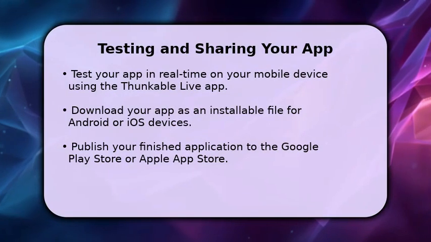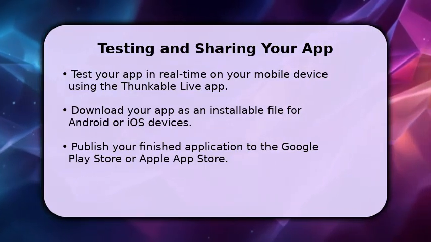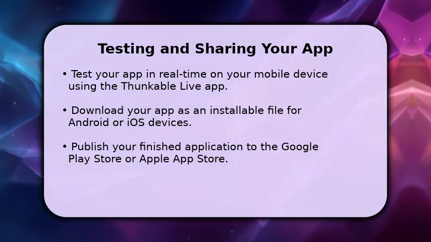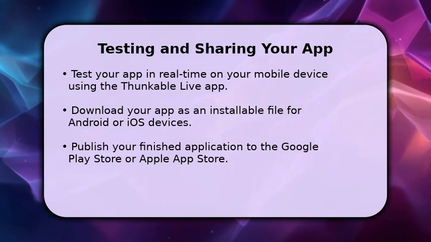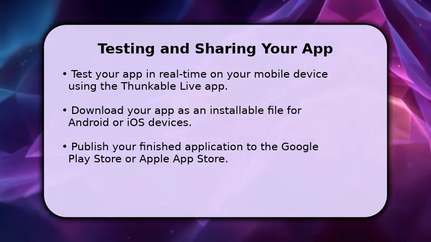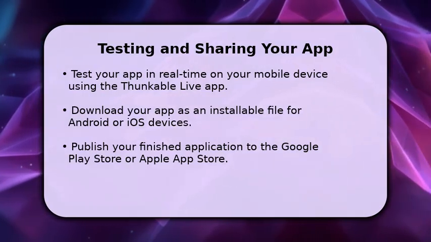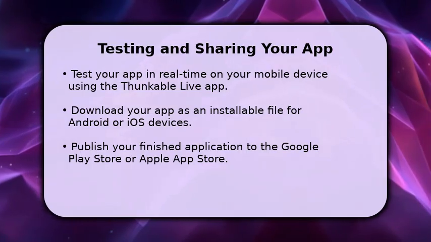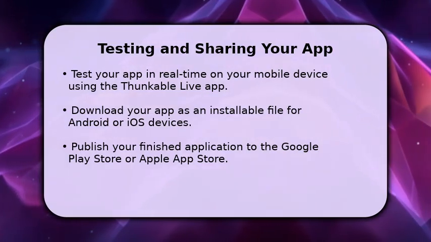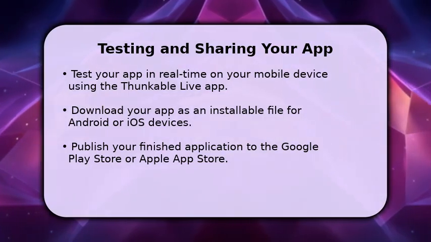With your design and logic in place, the next crucial step is testing your app. You can instantly preview your creation on your own mobile device using the Thunkable Live Companion app, seeing changes in real time. Once satisfied, you can download your app as an installable file for Android or iOS. Finally, you are ready to publish your completed application to major app stores, sharing it with millions of potential users.